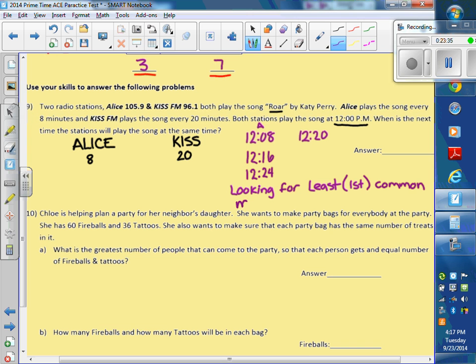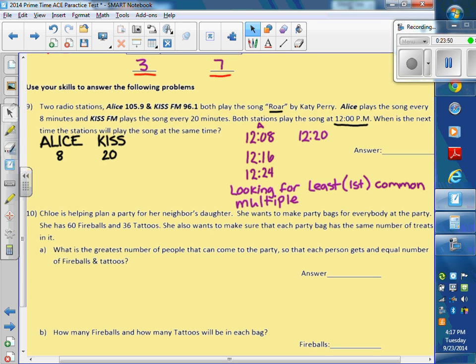So once you know that, you can continue your list, or you can use the ladder. Okay, so if we continued our list, Kiss would play it in 40 minutes. Alice, we saw, played it 8 minutes later, 16 minutes later, 24 minutes later, 32 minutes later, and 40 minutes later. So that's the first common multiple.